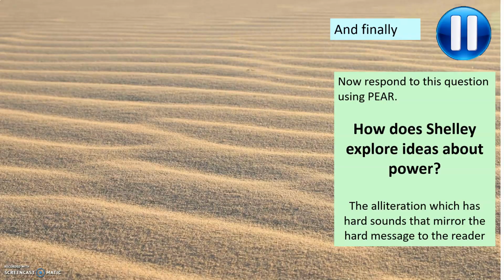A question I'd like you to have a go at. Remember, when it comes to your actual exam, you'll be asked to make a comparison of two. For this video, I'm asking you just to focus a little bit more on one poem for now. So I've asked you in bold, how does Shelley explore ideas about power? I've got an example coming up on my next slide. When you do yours, at the bottom of my green box there, I've said, talk about the alliteration, which has the hard sounds, how they mirror the hard message to the reader, but also how they mirror the hard ruler that Ozymandias once was.